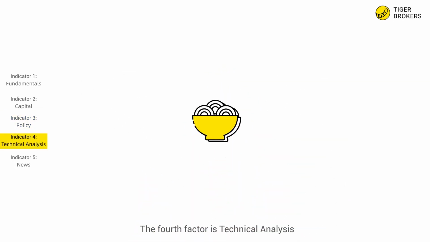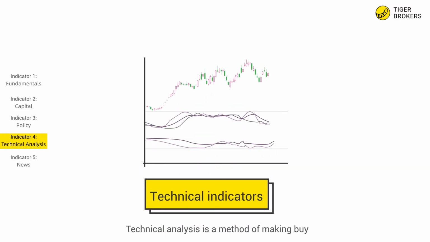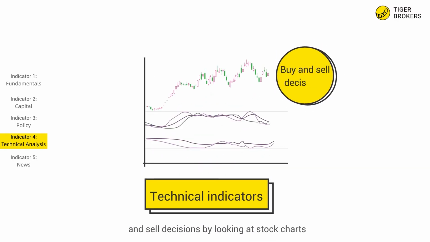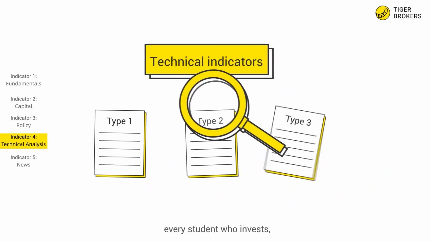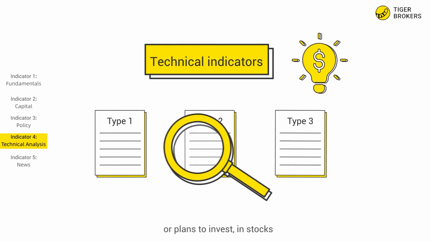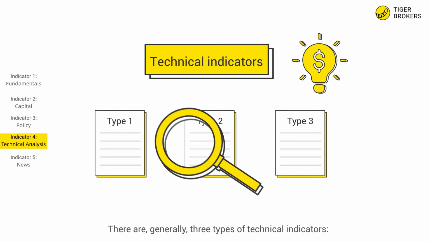The fourth factor is technical analysis. Technical analysis is a method of making buy and sell decisions by looking at stock charts. Learning to read technical charts is a must for every student who invests or plans to invest in stocks. There are generally three types of technical indicators.